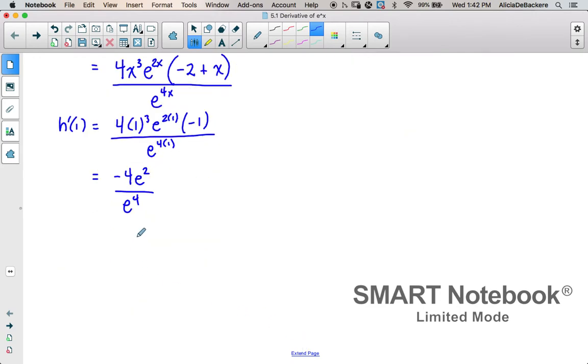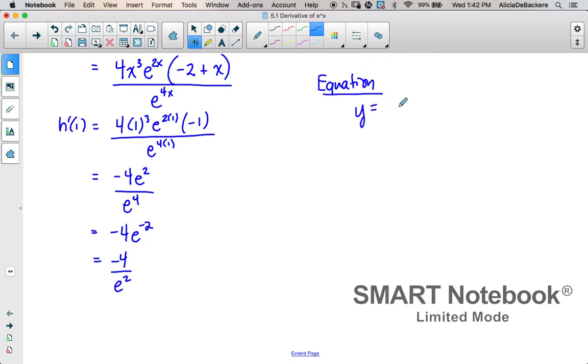And I can use my exponent laws. My exponent laws say that if I have the same base, I can subtract the exponents when they're being divided. So when I subtract the exponents, I get e to the -2. 2 minus 4 is -2, but that's just the same as -4 over e squared. So you could have also thought about canceling here, and you would have gotten to the same answer. All right, so we've got our slope, we've got our point, we're going to come up with our equation.